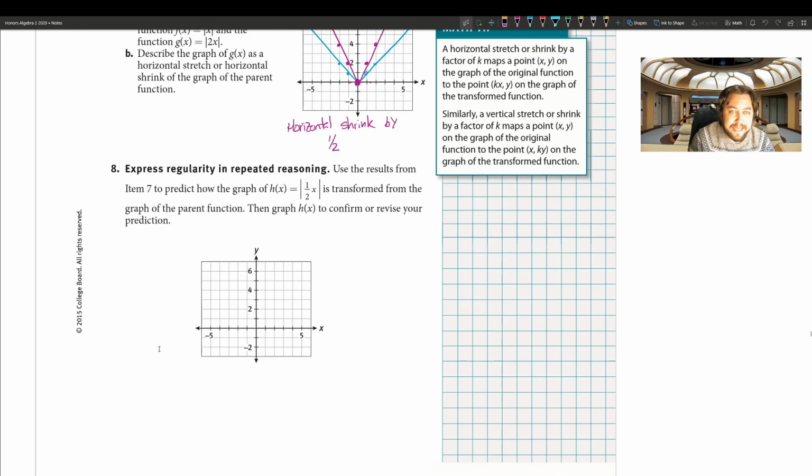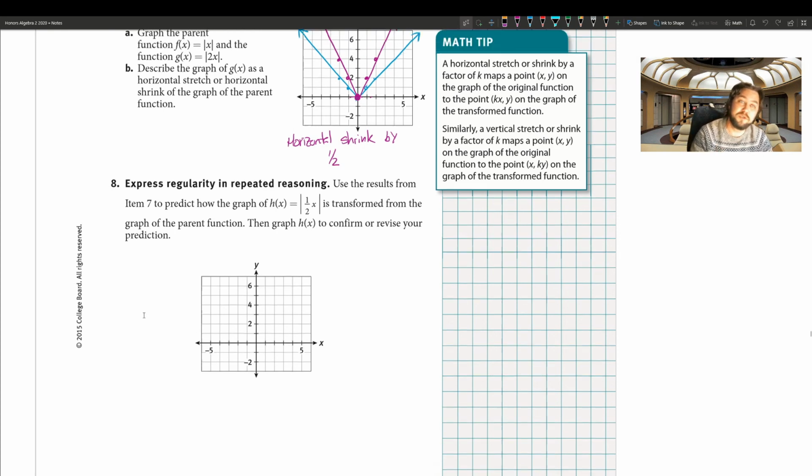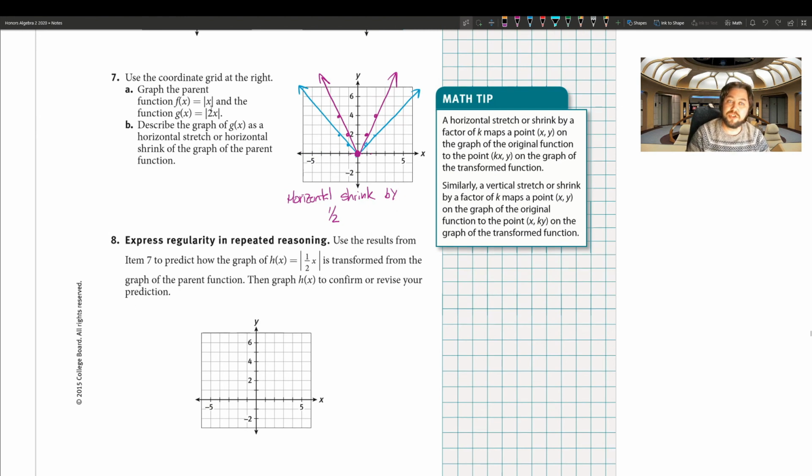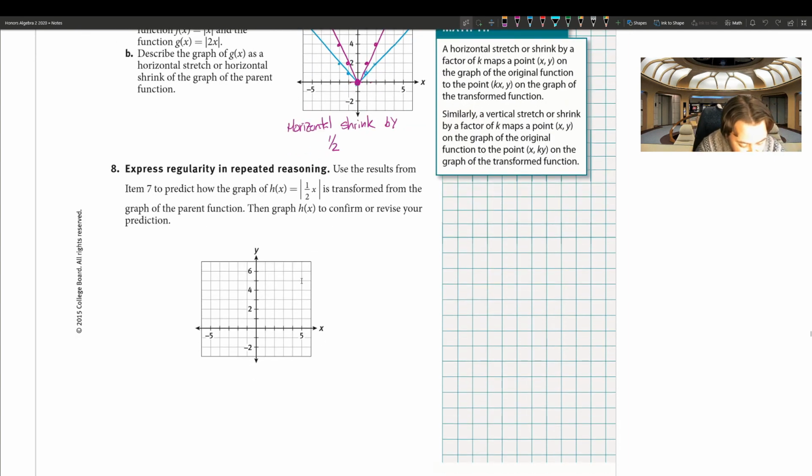So let's take a look at number 8. Use the results from item 7 to predict how the graph h of x equals the absolute value of 1/2 x is transformed from the graph of the parent function. Well, let's use some logic here. If the 2 on the inside did a horizontal shrink, then I would expect the fraction on the inside would do the opposite of a whole number and give us a horizontal stretch. So let's see if that's the case. I'm going to go ahead and graph the parent function so we have a frame of reference real fast. So here's our absolute value function.